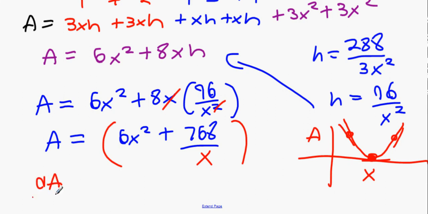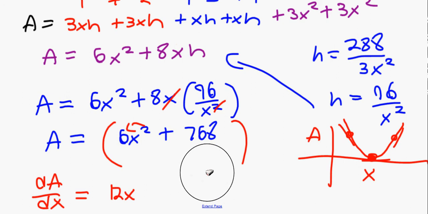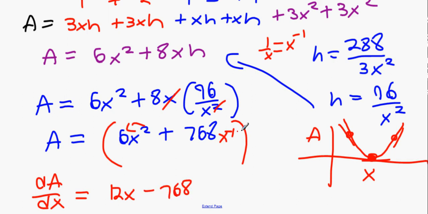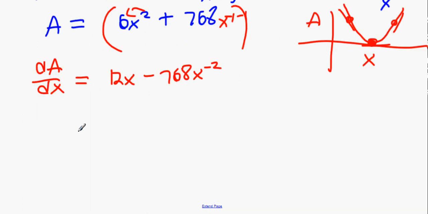The y-axis represents A, the x-axis represents x. So we're going to get dA/dx, and what's going to happen here is we're going to get 12x. Now I'm going to change 768 over x to 768 x to the minus 1, because remember, 1 over x equals x to the minus 1. When we differentiate this, the minus 1 comes in and becomes minus 768, take another 1 away from the power, x to the minus 2. And this has to be equal to 0. So we're going to get 12x minus 768, and x to the minus 2 is, believe it or not, over x squared, and this all equals 0.